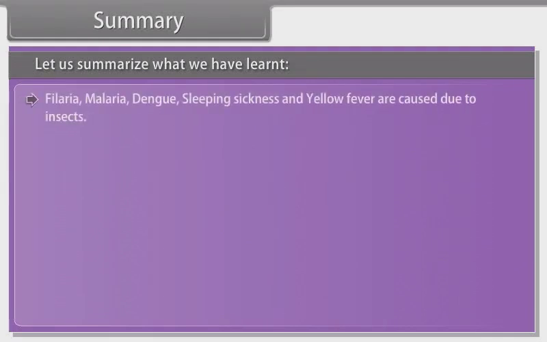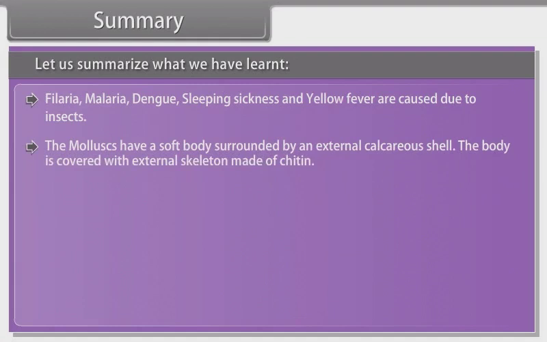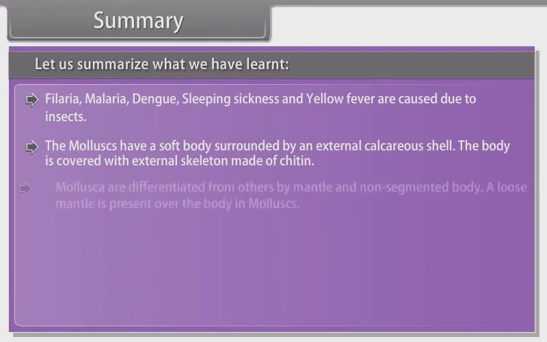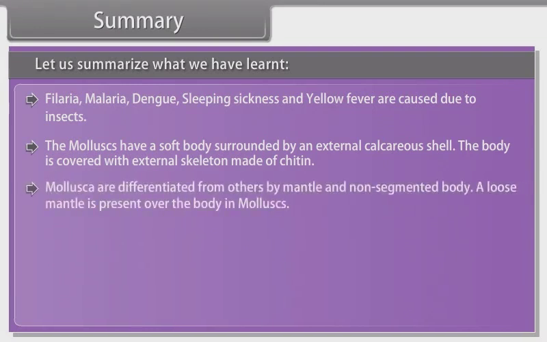Filaria, malaria, dengue, sleeping sickness and yellow fever are caused by insects. The mollusks have a soft body surrounded by an external calcareous shell. The body is covered with external skeleton made of chitin. Mollusca are differentiated from others by mantle and non-segmented body. A loose mantle is present over the body in mollusks.